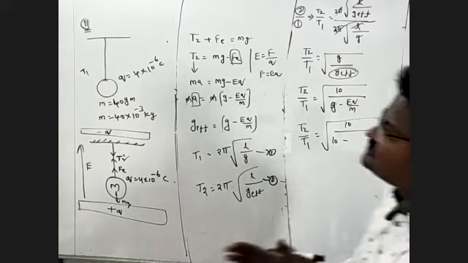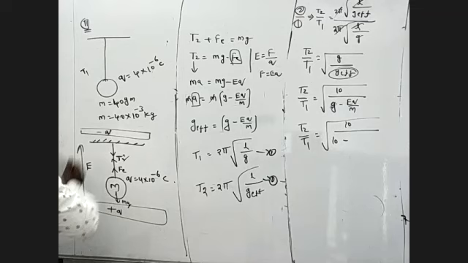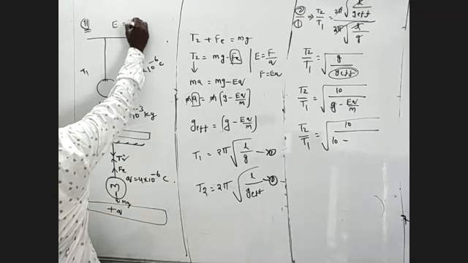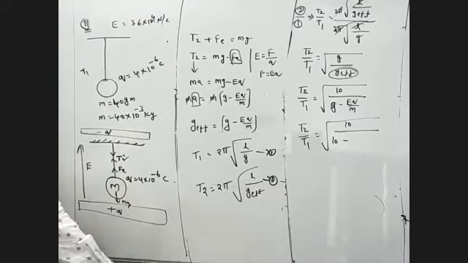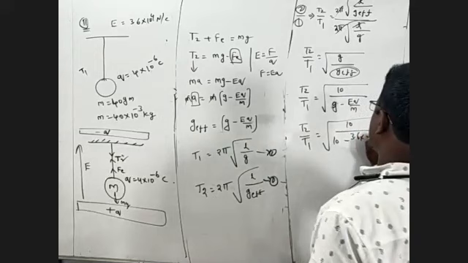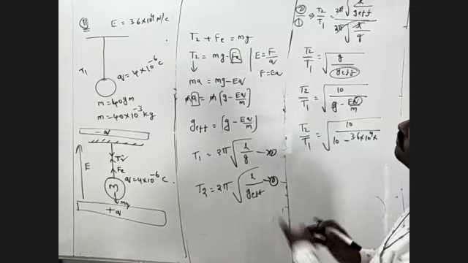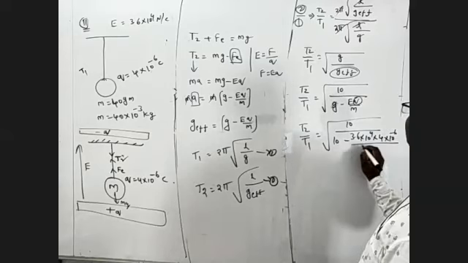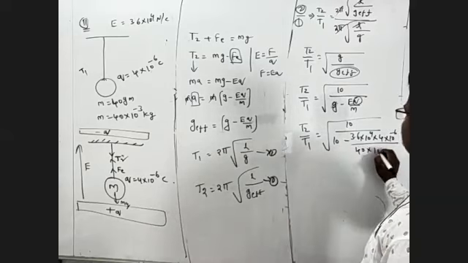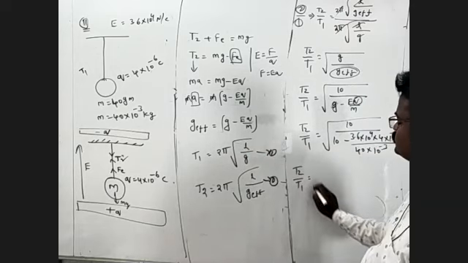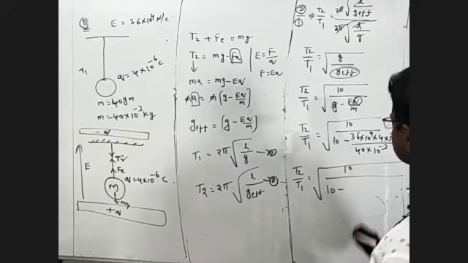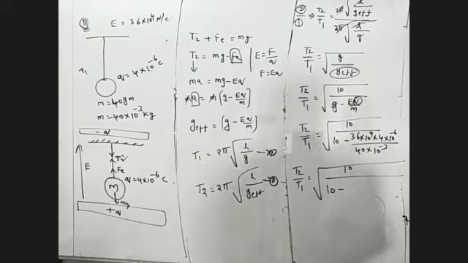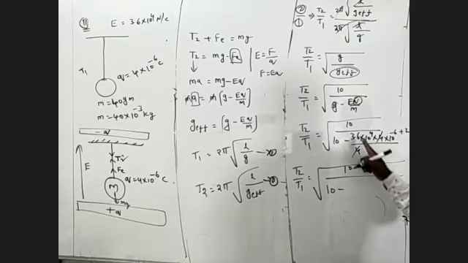What is E, the intensity of electric field? The electric field is given as 3.6 into 10 power of 4 newton per coulomb. And the charge is 4 into 10 power of minus 6, divided by m, the mass of the bob, 10 power of minus 3. Now T2 by T1 is equal to root of 10 by 10 minus this term. The 4 cancels, and the powers of 10 combine to 10 power of 6.